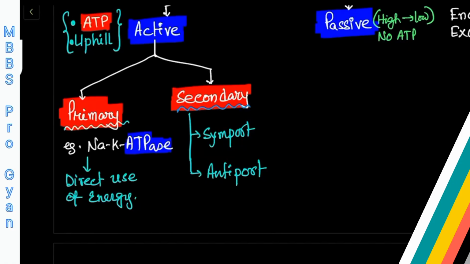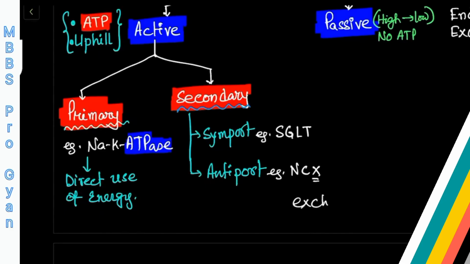Now you look at secondary active transport. I hope primary active transport is clear. I told you secondary active transport is of mainly two types, symporter and antiporter. An example of a symporter is SGLT, the sodium glucose linked transporter, and for an antiporter, the typical example is NCX, the sodium calcium exchanger.